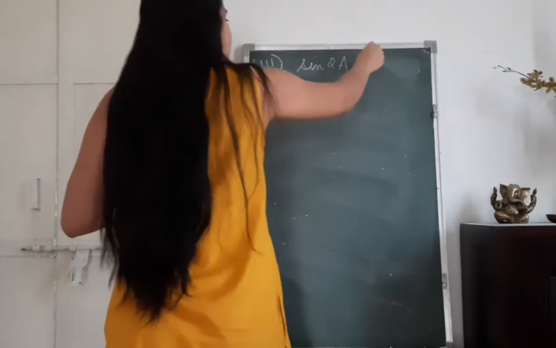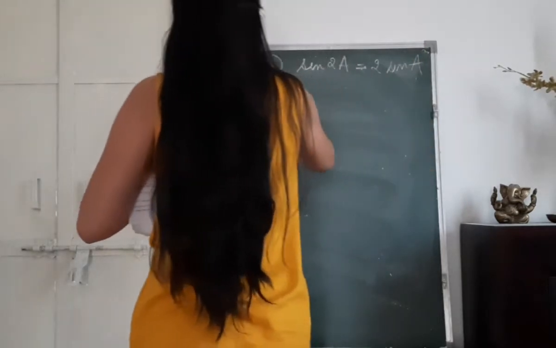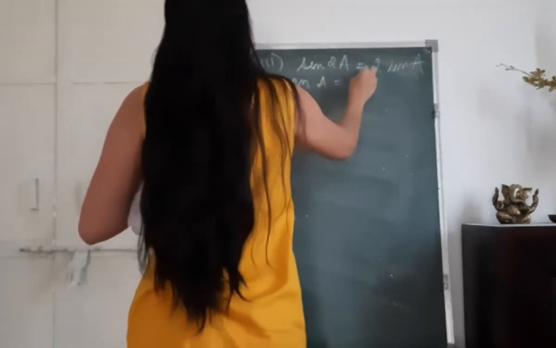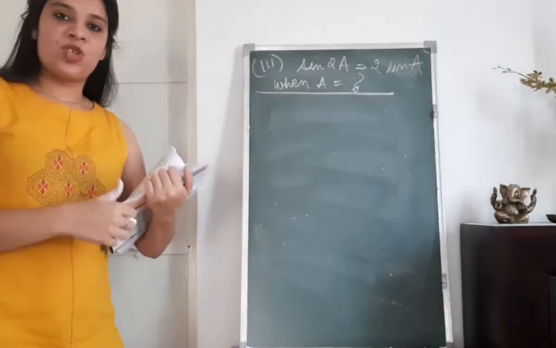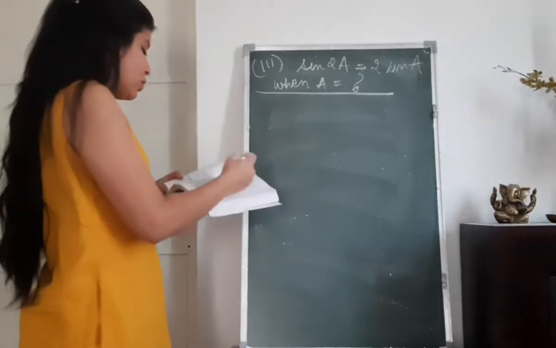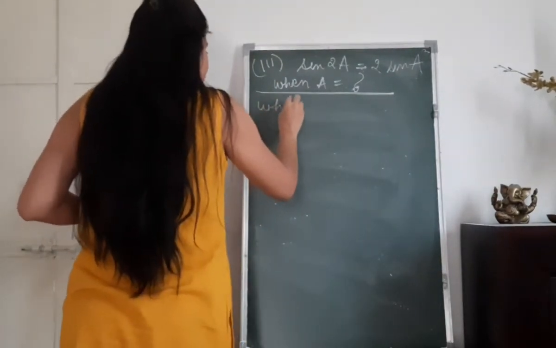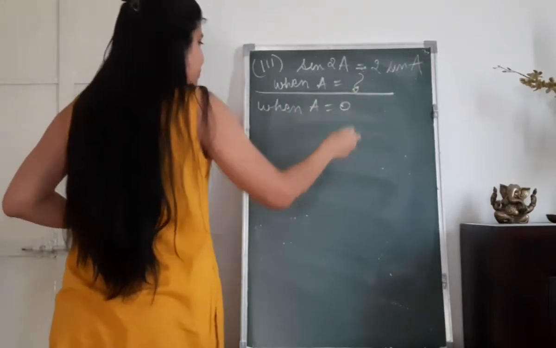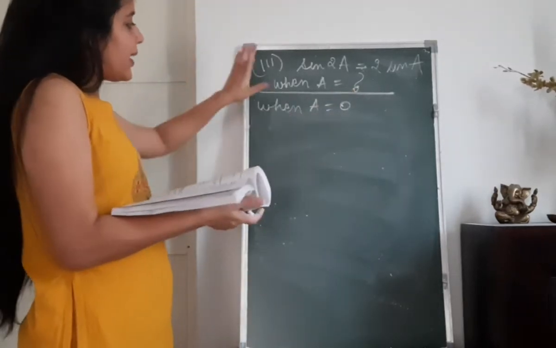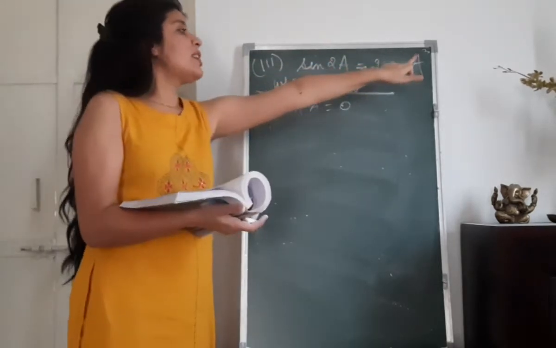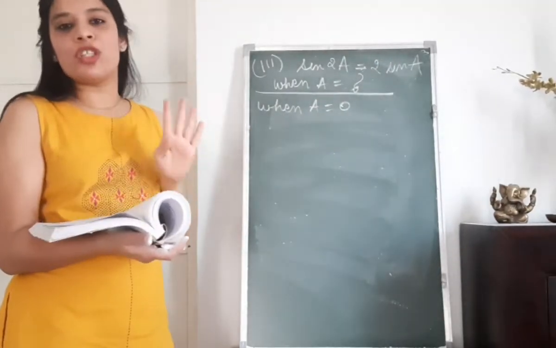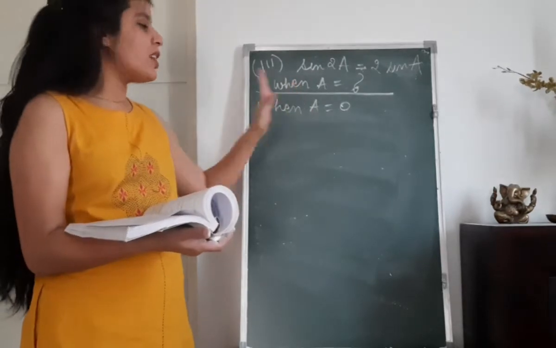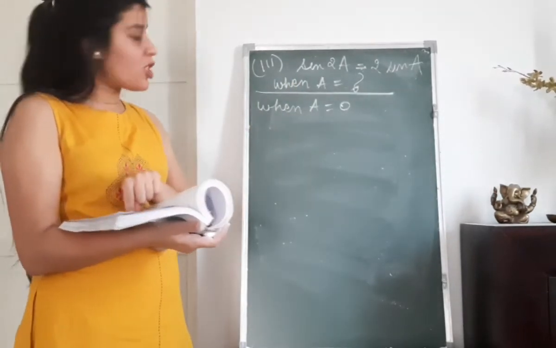Sin 2A is equal to 2 sin A when A is equal to what? How are you going to do this kind of question? Clearly you have to check your options. So in the options you have been given 4 values, the first being when A is equal to 0. You have to identify when sin 2A will be equal to 2 sin A. So you have to find the value of A and you are given 4 values. The best way to solve this question is by putting the options in the question.